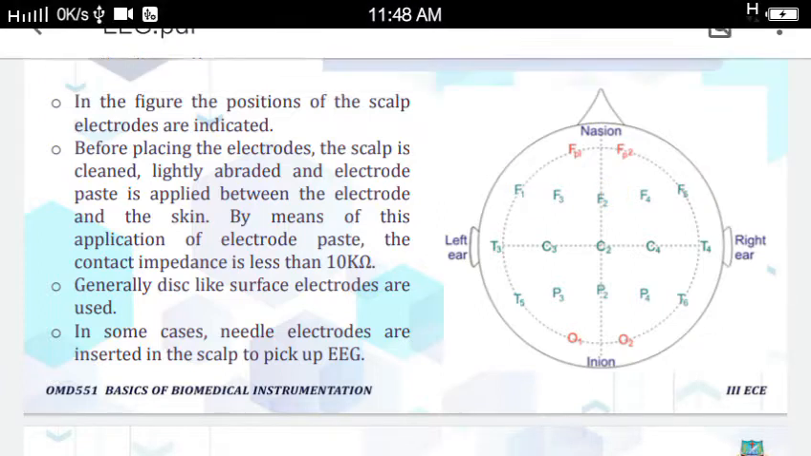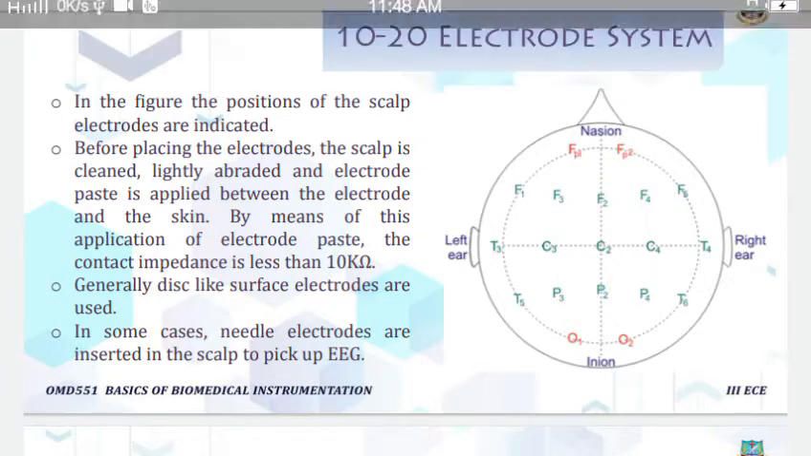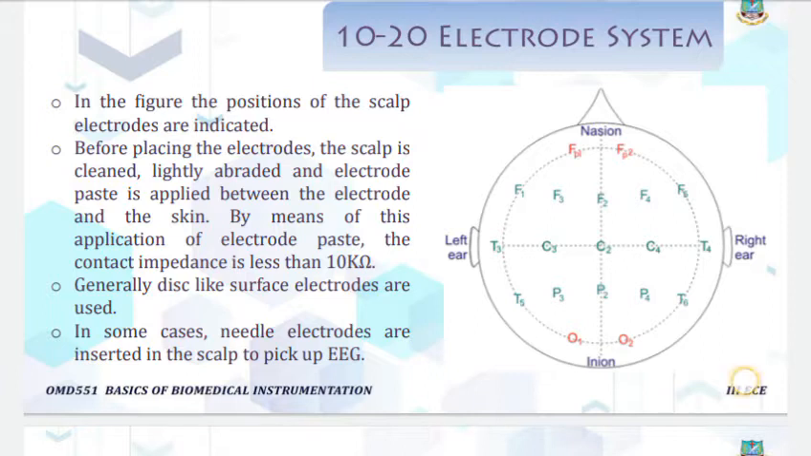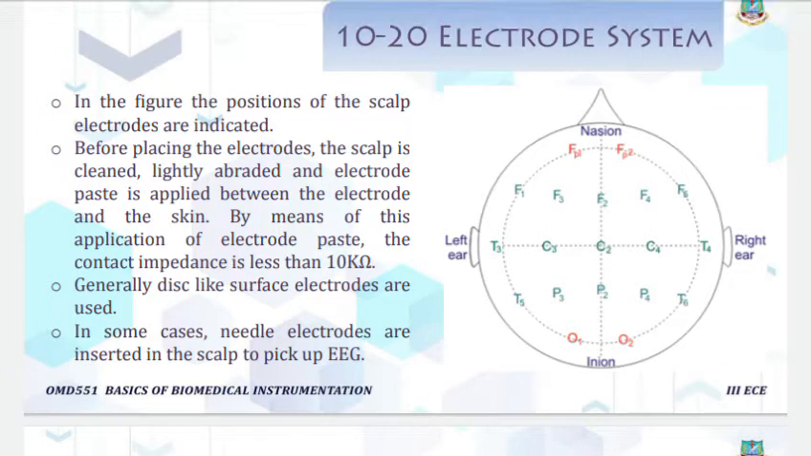Similarly, check that T5, P3, Pz, P4 and T6 are equidistant along the transverse circle passing through T5, Pz and T6. These are the various positions of electrodes and how we are placing the electrodes.